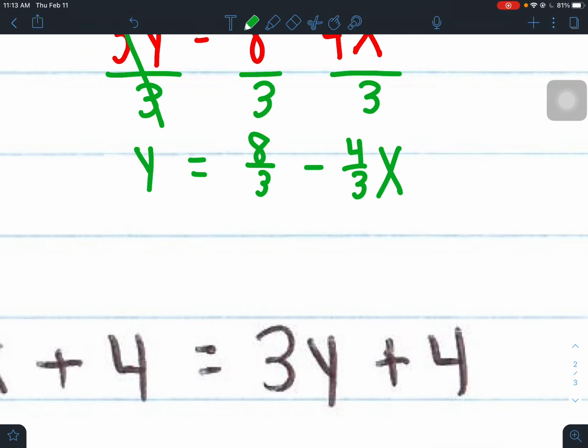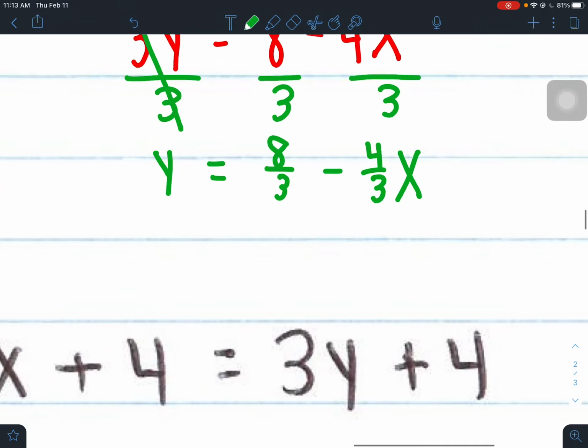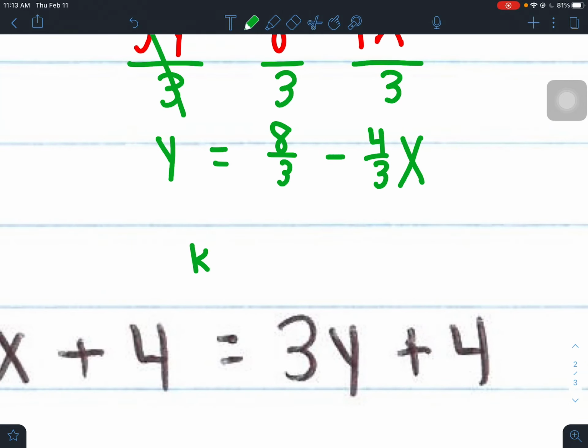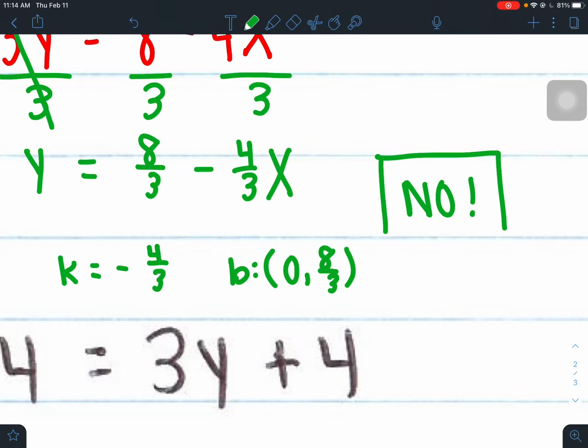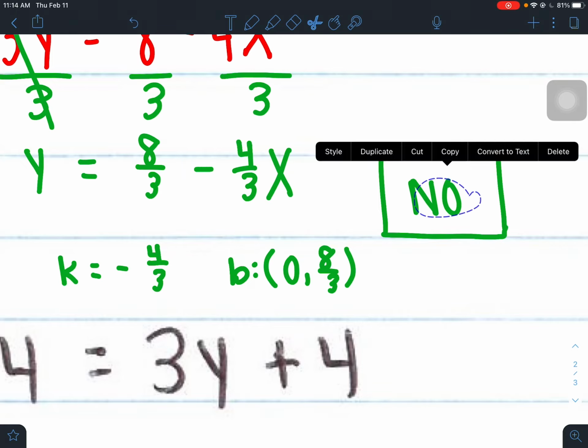So now we have an equation. So let's go ahead and identify some stuff. What's your k value here? Remember, the k value is attached to x here. Your k value is negative 4/3. And what's your b value? What's your y-intercept? It's 0, 8 over 3. Is that y-intercept 0, 0? No, it is not. So this is no, it is not direct variation. That's our answer, not direct variation.